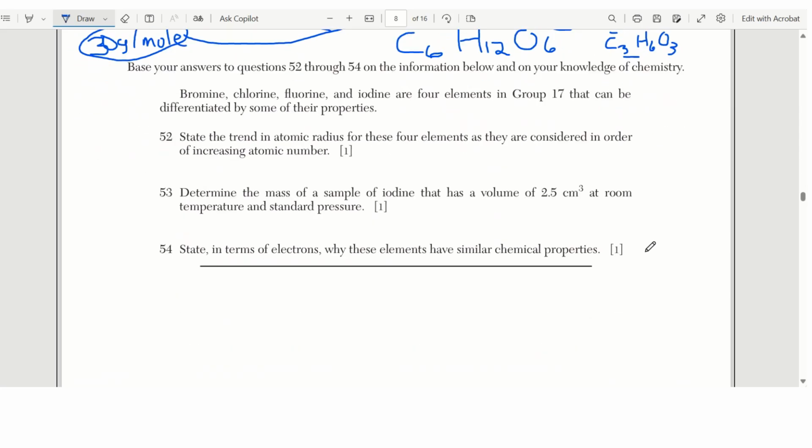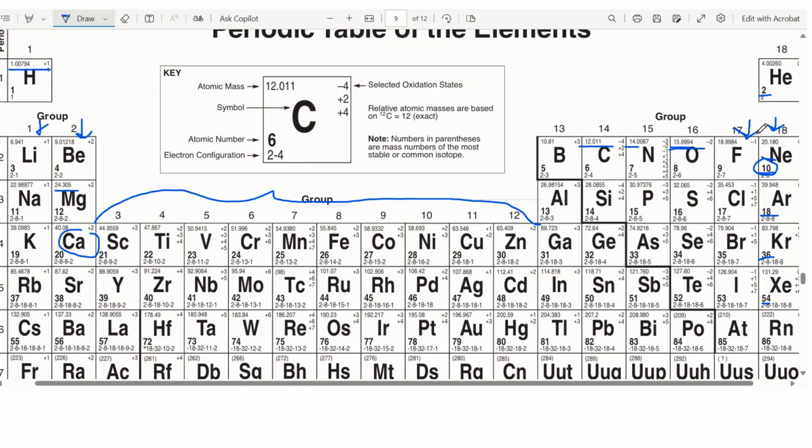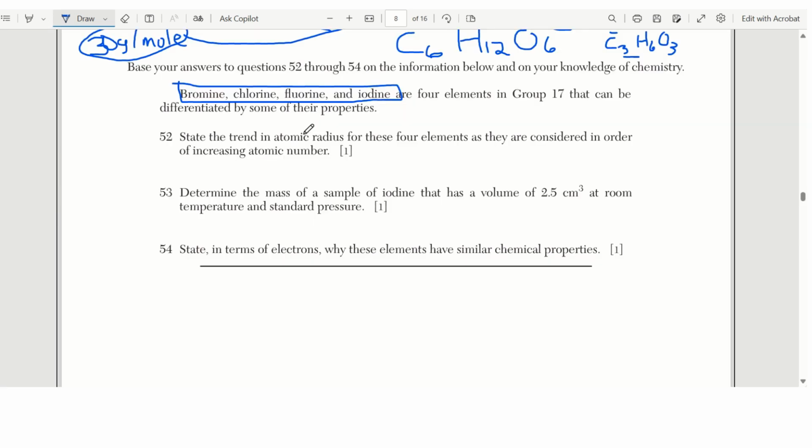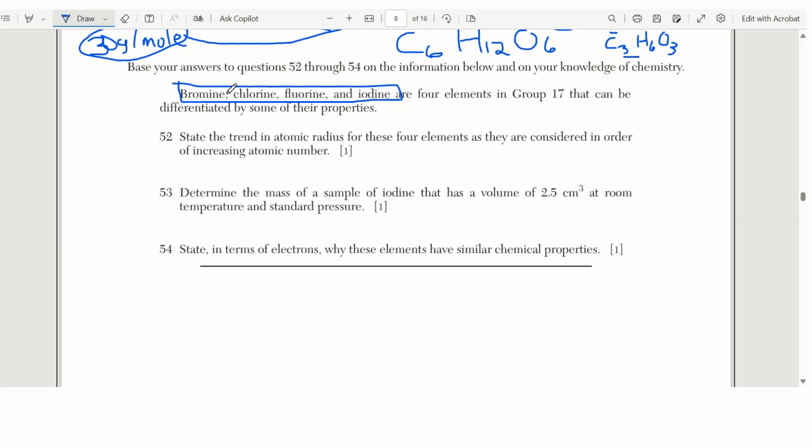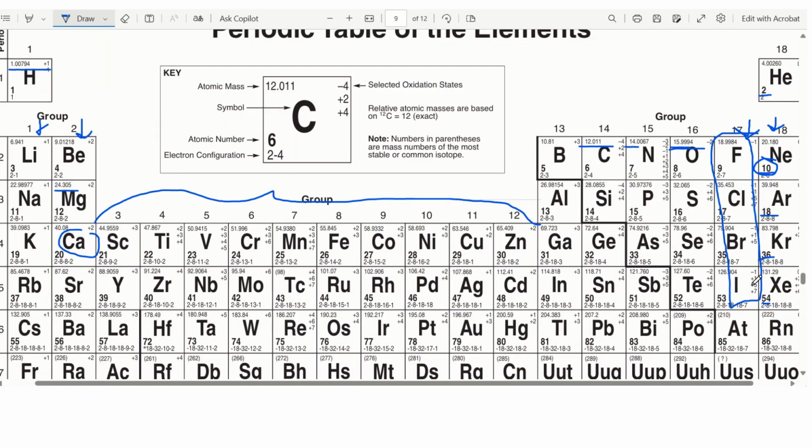Numbers 52 through 54 go together. 52. State the trend in atomic radius for these 4 elements as they are considered in order of increasing atomic number. Those are my elements. Let's find them right here. And I need the trend in atomic radius as they're considered in order of atomic number, not the order they're written here, in order of atomic number.